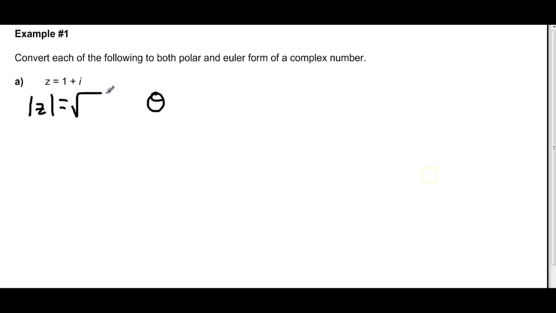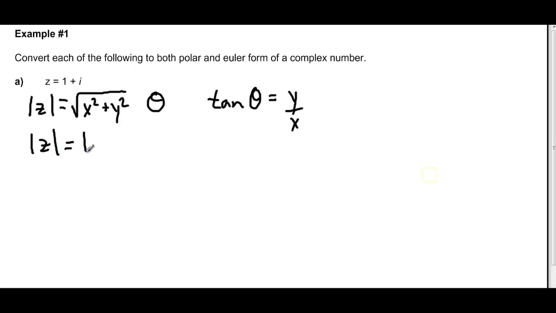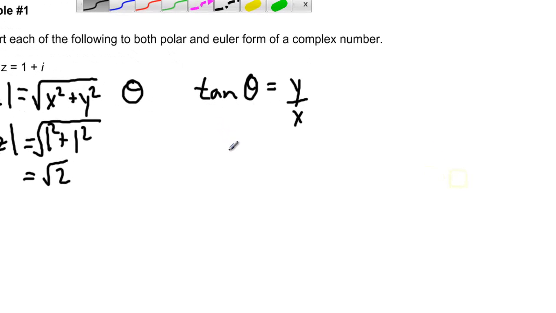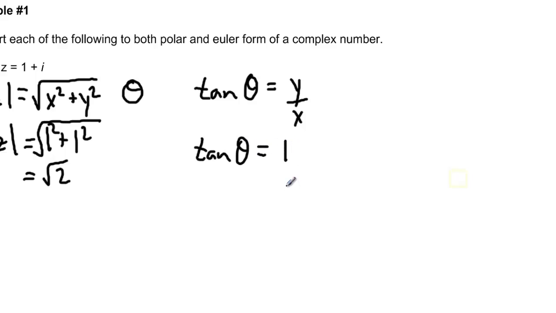Let's just remember that the modulus of z is the root of x squared plus y squared, where z is in the form x plus yi. And theta we can find by doing the tangent of theta is equal to y over x. So let's get to it on this first one. The modulus of z would be the square root of 1 squared plus 1 squared. So let's find theta. The tangent of theta would be 1 over 1, or 1.